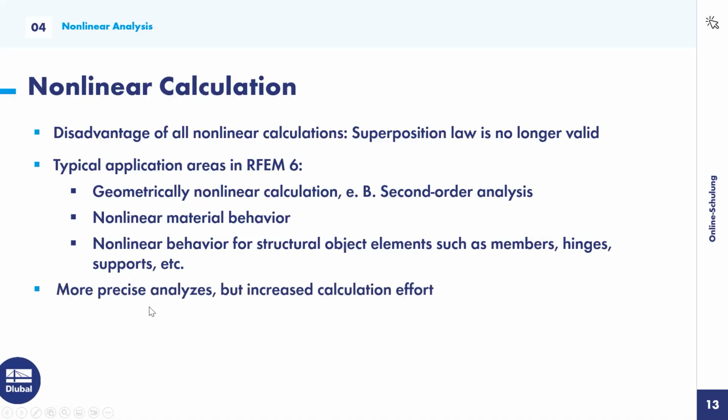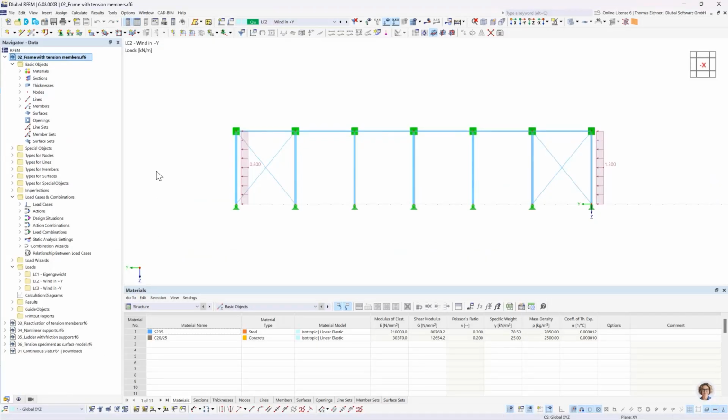And this is the problem, as I said. We need to calculate the system multiple times. That means we have an increased calculation effort. Okay, then let's go into one model before our small coffee break. Let's go back to our nonlinearity model.